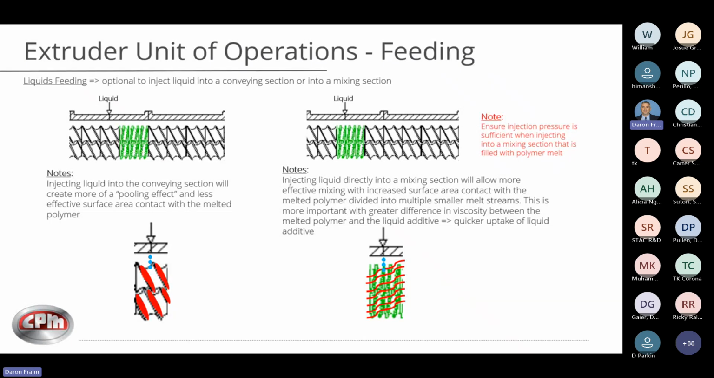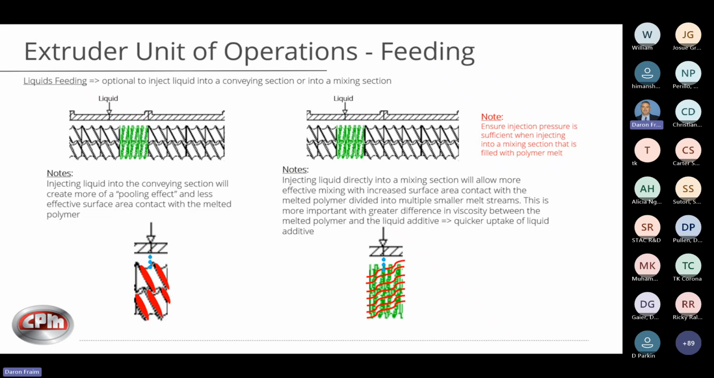Here we're looking at liquid injection. Pretty common to see most people inject into a conveying section. Some will inject into the mixing. Here's just a note, the difference in what's taking place here. You'll see here on the left, when you inject into a conveying section, your melt is a larger fraction, because that melt's filling those screw channels.